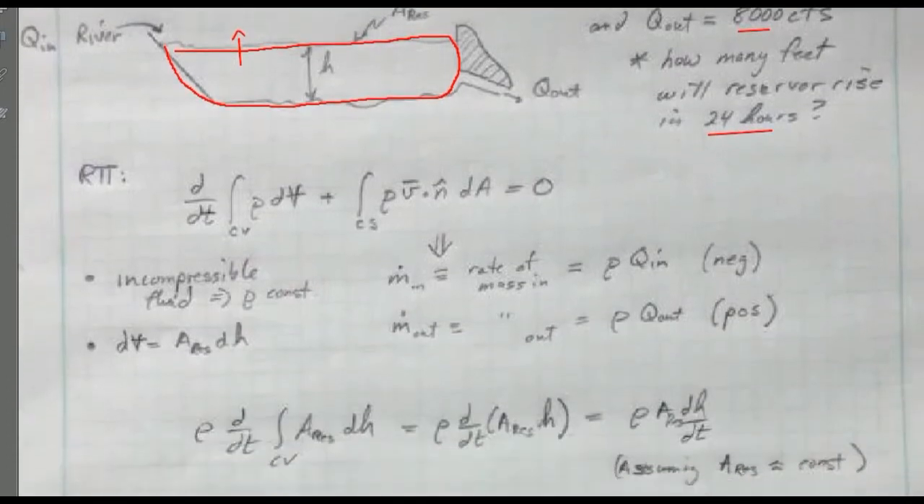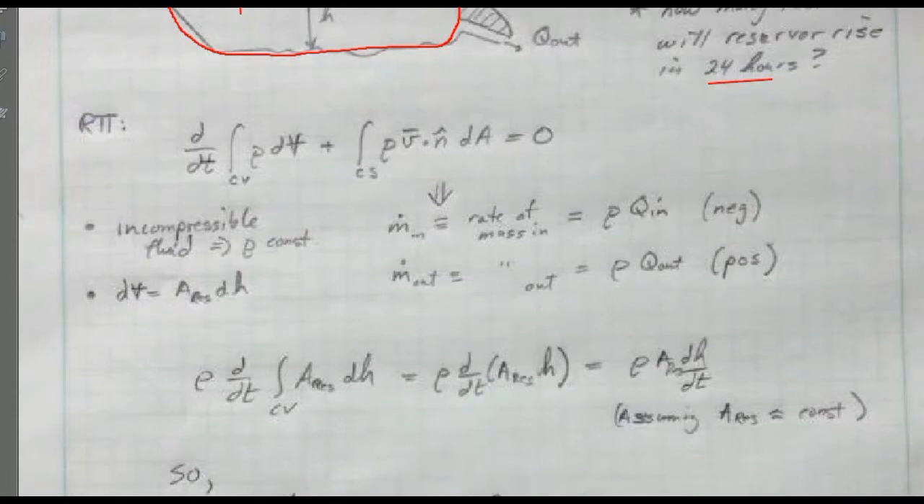So we start the Reynolds transport theorem here, where we have, let's go straight to the part where we have the control volume and control surface parts, and they sum to zero. So whatever's happening in this control volume is related to what's coming in and what's going out. It's an incompressible fluid, water.